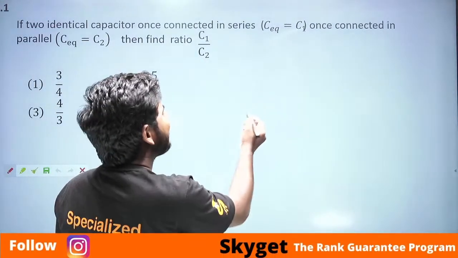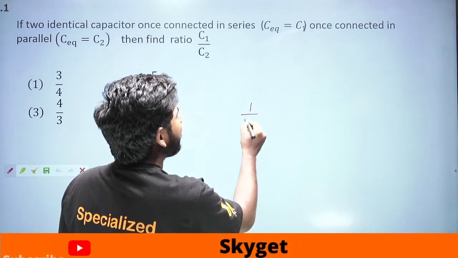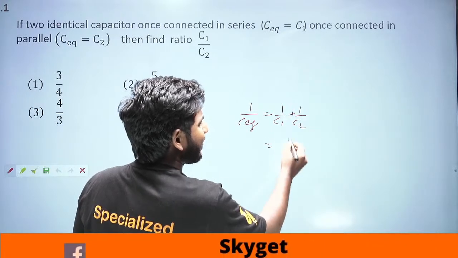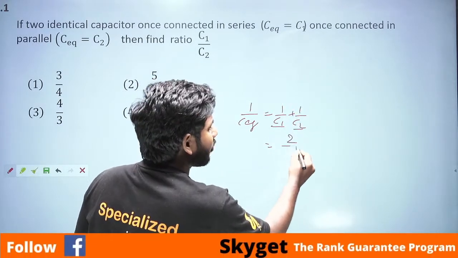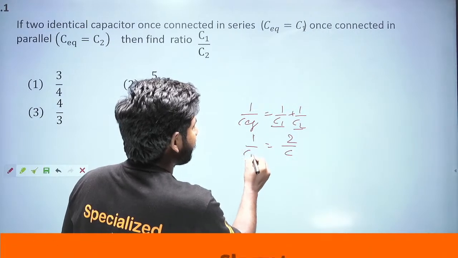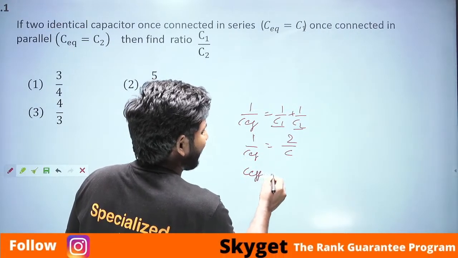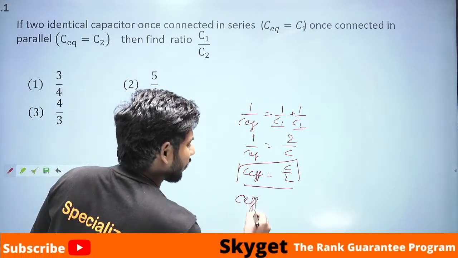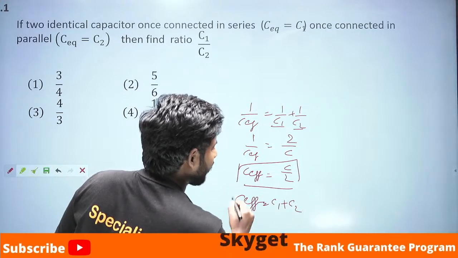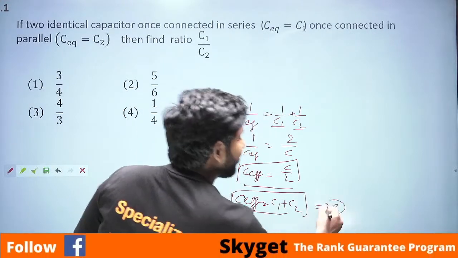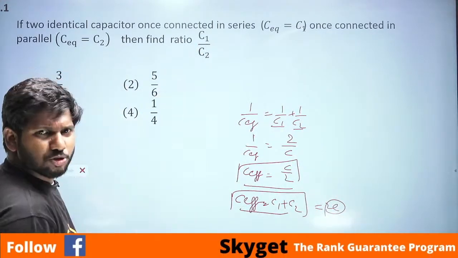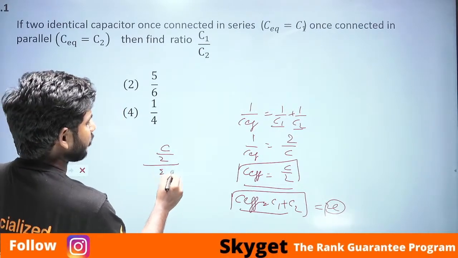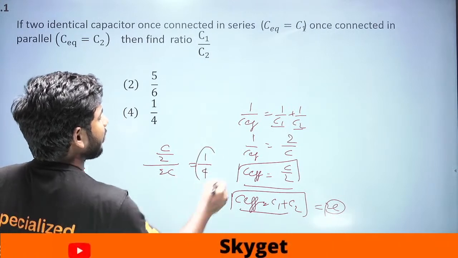In series we know 1 by C equivalent is equal to 1 by C1 plus 1 by C2. If C1 and C2 are identical, this will become 2 by C, that is C effective is C by 2. Similarly, in parallel, C effective will be equal to C1 plus C2, so this will be 2C if they are identical. So what is the ratio of C1 by C2, students? It's obvious, that is C by 2 divided by 2C is equal to 1 by 4 is the answer.